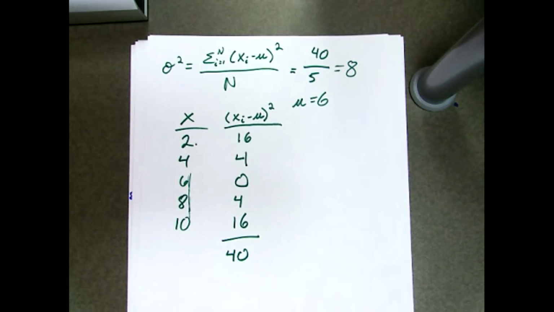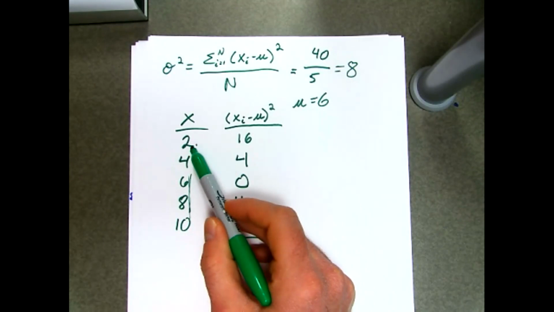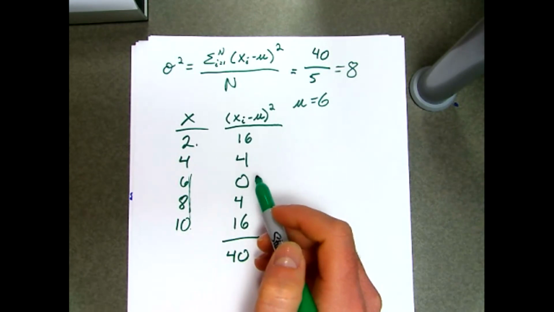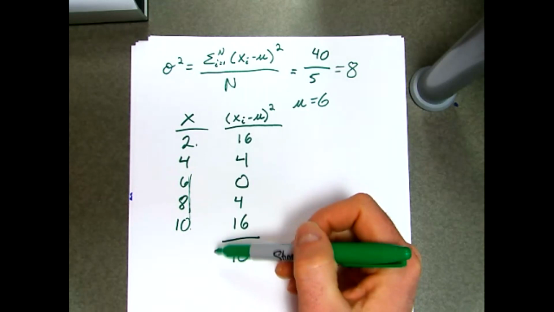A couple of things I want to point out here. Notice, when I'm looking at that deviation from the mean, so the mean was 6, values that are just as far below it as they are above it. 2 is 4 away from 6 and 10 is 4 away from 6. Both of them add the same amount to the numerator of my variance because both of them provide equal evidence of the same variation from that middle point of the data, from that mean. It doesn't matter which side they're on.